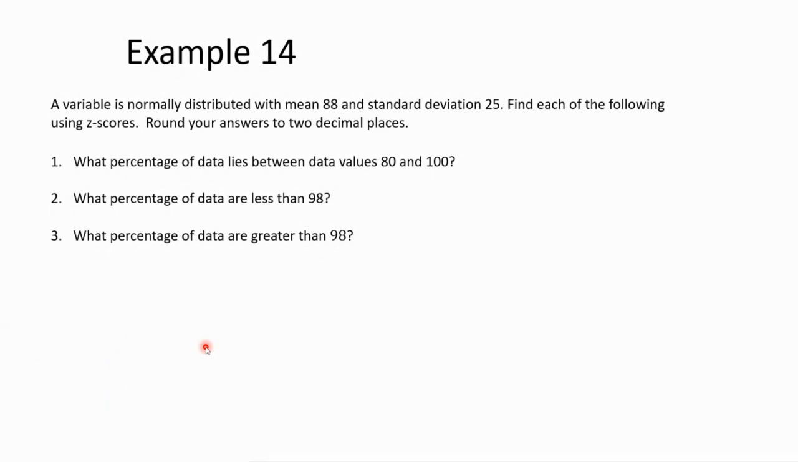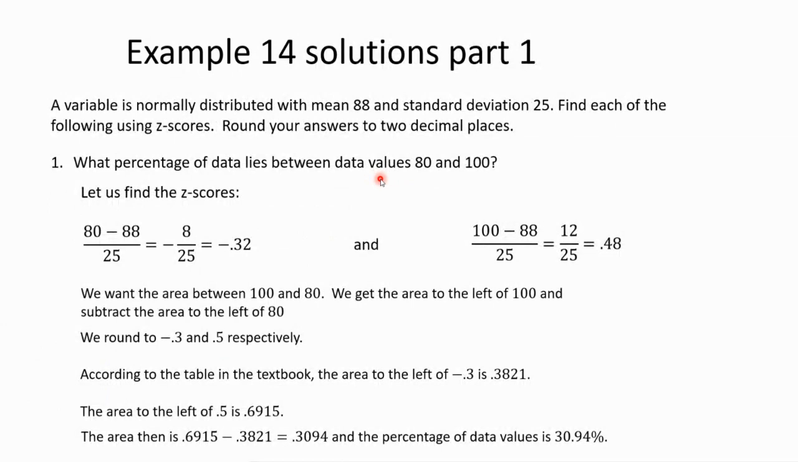First, we're going to get the percentage of data between 80 and 100, okay? So you can see we're going to subtract areas. We're going to subtract the area to the left of 100 minus the area to the left of 80. But actually, we're going to use z-scores. So let's get the z-score for each of these, for 80 and 100.